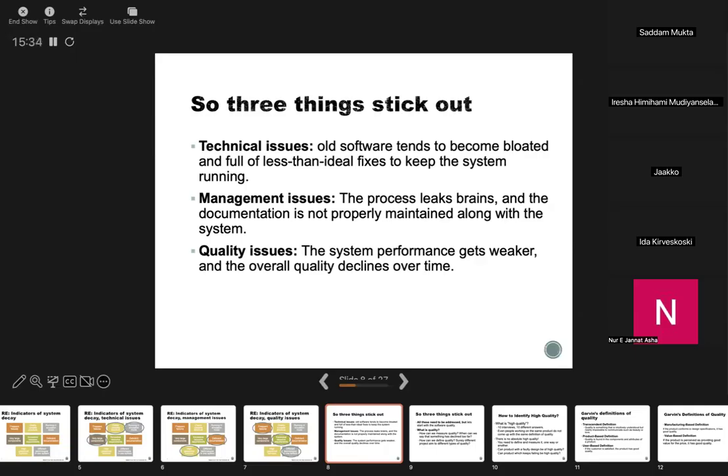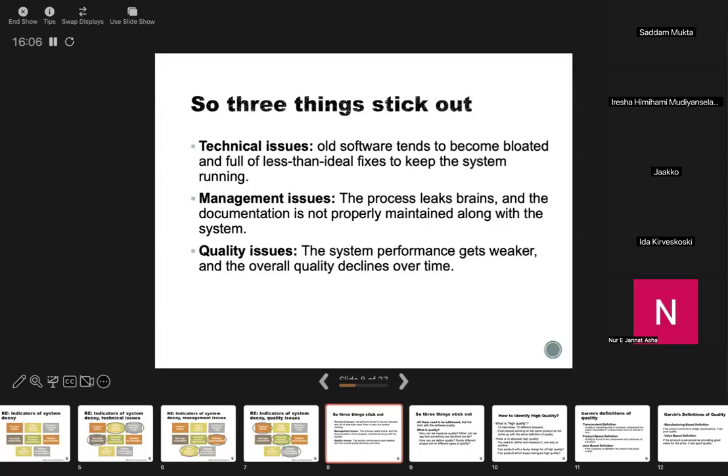And it is full of less than ideal fixes. Lots of developers come to the environment, and if they find some error, they just fix that thing without analyzing the architecture of the software or the previous design. They just fix that thing without concerning the other components, how it will react with other components.